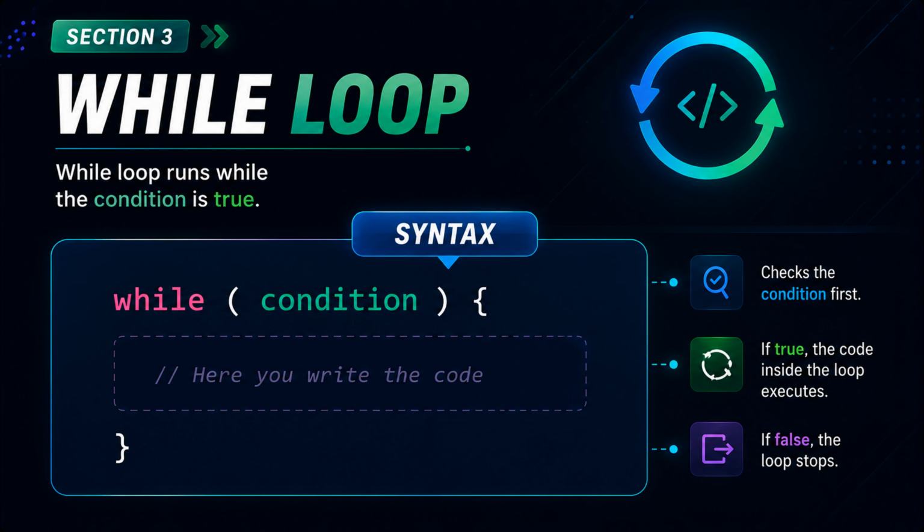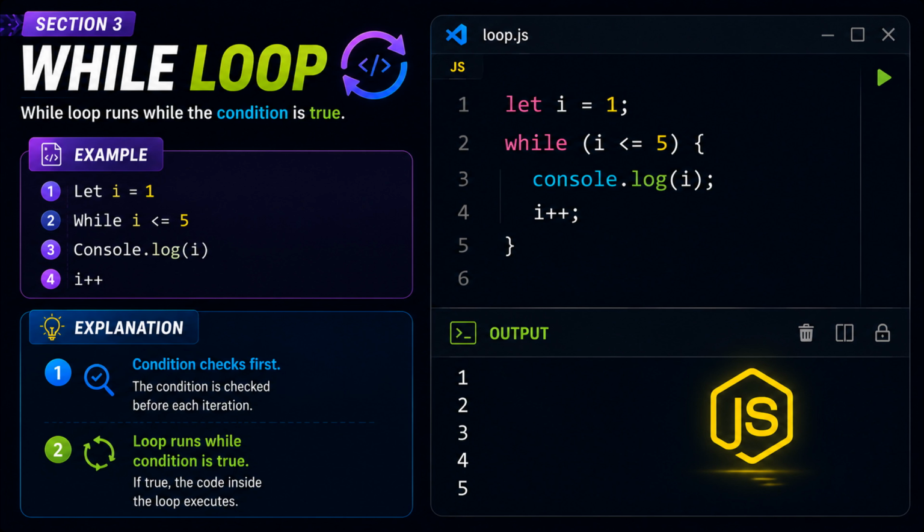Section 3, while loop. A while loop runs while the condition is true. Syntax: while (condition) { here you write the code }. Example: let i = 1; while (i <= 5) { console.log(i++) }. Explanation: the condition is checked first. The loop runs while the condition is true.